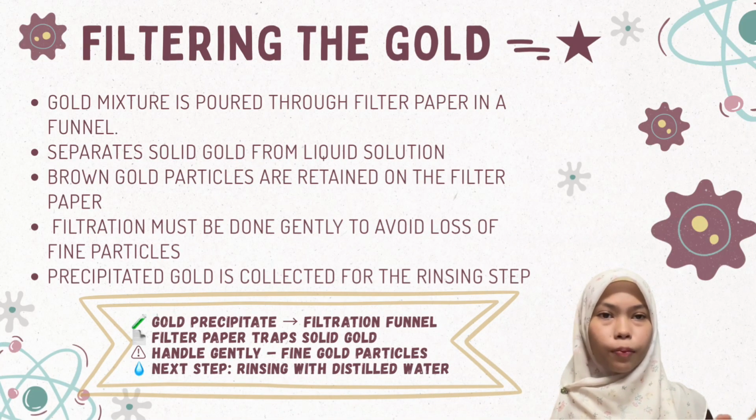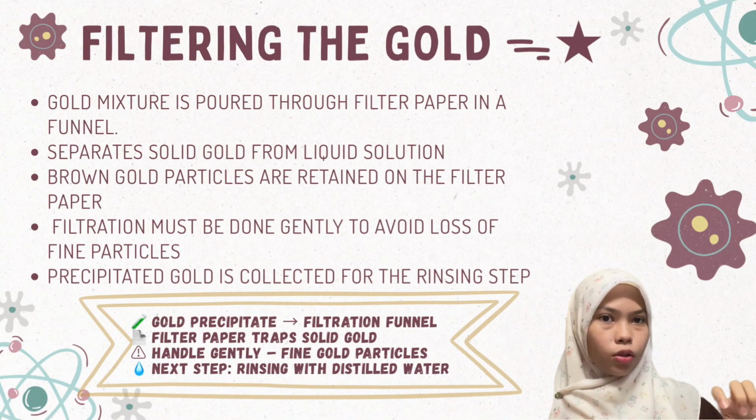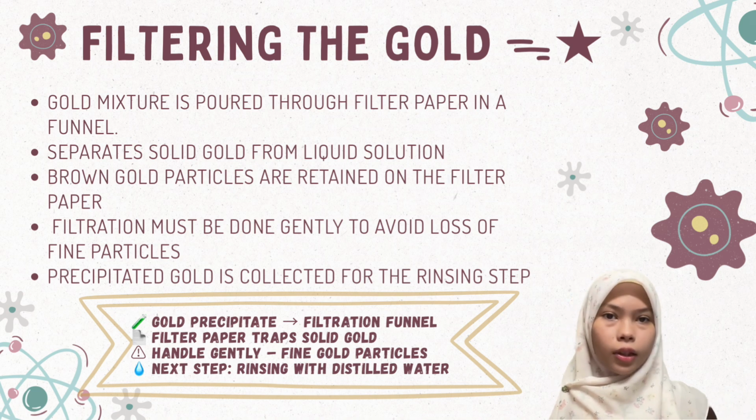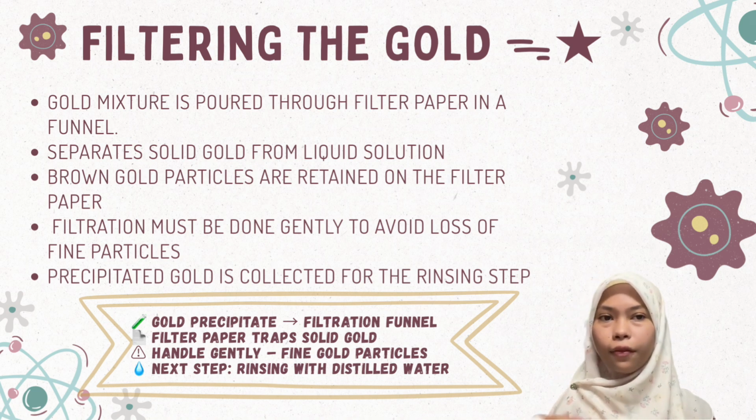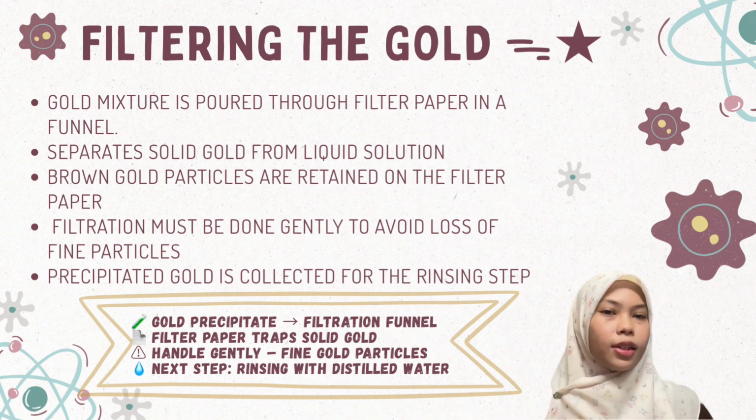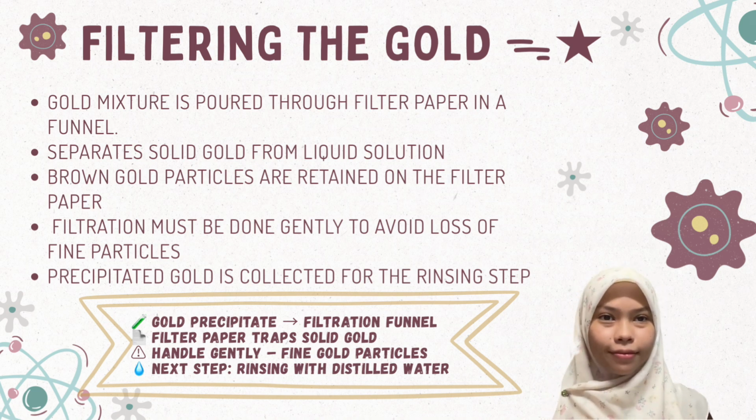Once the gold has fully precipitated, the mixture is poured through a filter setup, usually filter paper placed in a funnel. This process separates the solid gold from the remaining solution. As the liquid passes through, the brown gold particles stay on the filter paper. At this stage, it is important to be gentle to avoid losing any fine particles of gold. The collected gold solid is now ready for the next step, which is rinsing with distilled water to remove any leftover impurities.